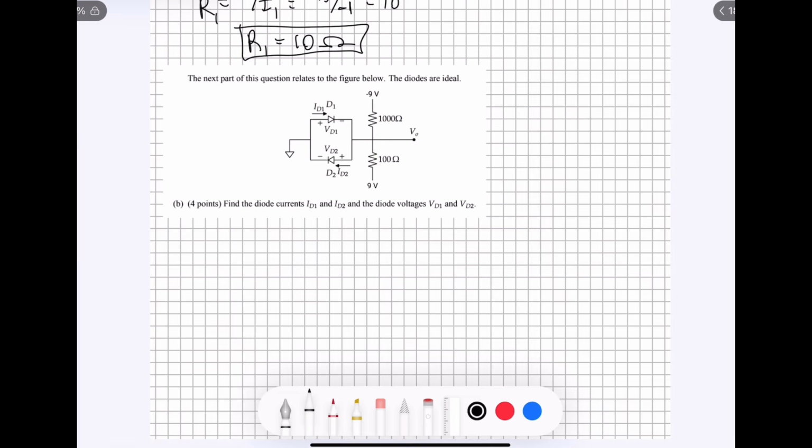All right, on to part B of question 19. This one is essentially a very similar circuit to the previous one. We have slightly different voltages here, but the main difference is that we have two diodes in this square parallel configuration over here. One of these diodes is forward biased in this direction, and the other one is forward biased in that direction. Part B asks us to find the diode currents ID1 and ID2 and the diode voltages VD1 and VD2.